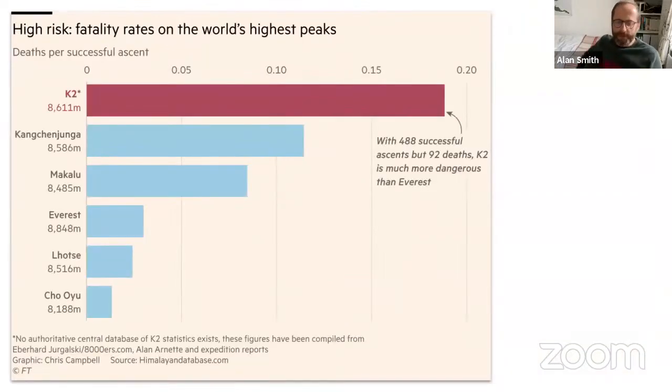Very often with bar charts, we're plotting a kind of total, like, you know, number of people, thousands of dollars, billions of barrels of oil or whatever it might be. But very often we can also use bar charts to plot rates and ratios of data. And so this is a good example. This is deaths per successful ascent. And again, I would say this is not a boring chart. It's a very useful chart because it's the chart I used to decide not to climb K2 because it's so deadly, right? Like 488 successful ascents, but 92 deaths, right? It's much more dangerous than Everest. And so bar charts are really useful for just plotting pure comparisons like this, right?